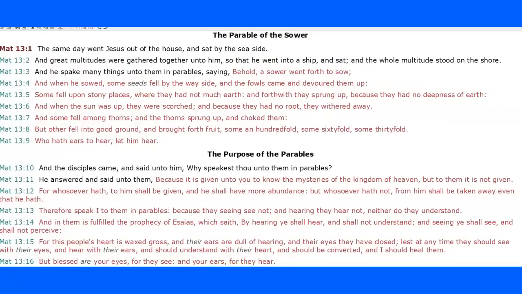It says, for the people's heart is waxed gross, and their ears are dull of hearing, and their eyes they have closed, lest at any time they should see with their eyes, and hear with their ears, and should understand with their heart, and should be converted, and I should heal them. But blessed are your eyes, for they see, and your ears, for they hear.